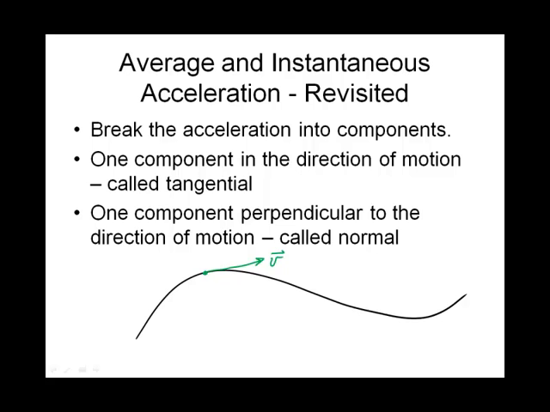So there's the velocity tangent to the path. There could be a velocity here also tangent to the path. Let's label that v1 and v2. They're not in the same direction. They may or may not have the same magnitude. It doesn't matter. But there's also going to be an acceleration.